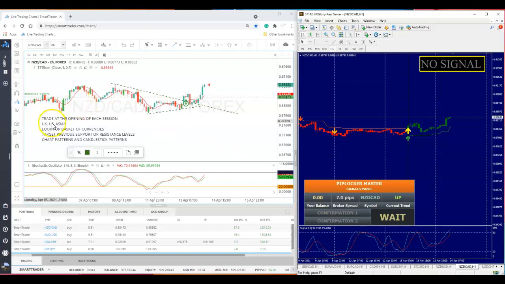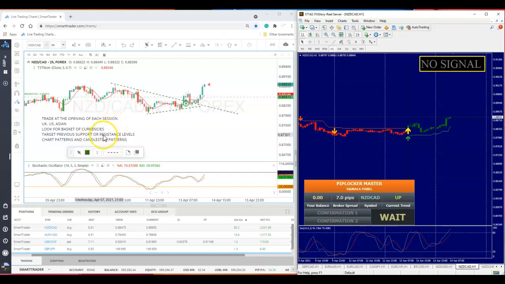First, I look at the opening of each session, UK, US, and Asian session. I look for baskets of currencies, and I'll explain that in a second. My targets usually are previous support or resistance levels, depending on the time frame. And I'm also looking at chart patterns and candlestick patterns.